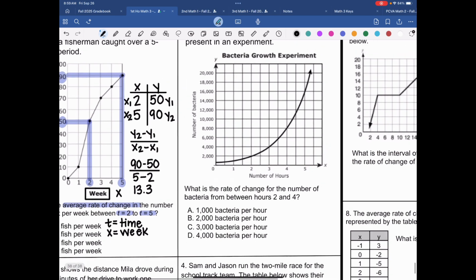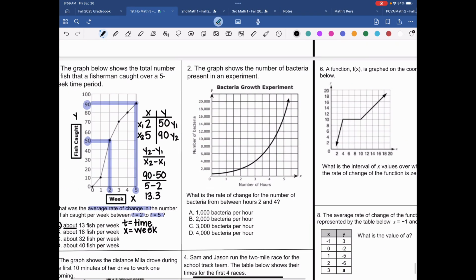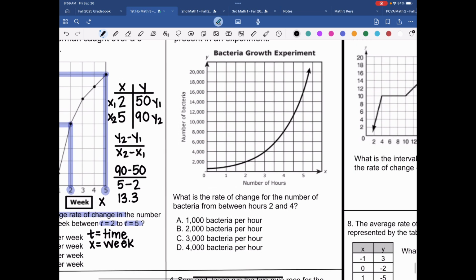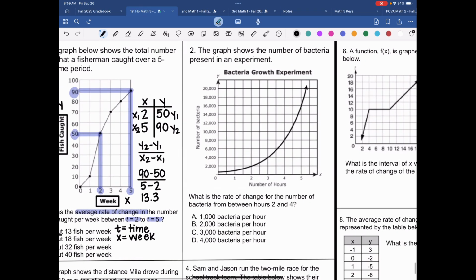All right, so the second one. This graph represents an exponential function, which we'll get into later, but for now we're just going to focus on the fact that we're trying to find the rate of change.